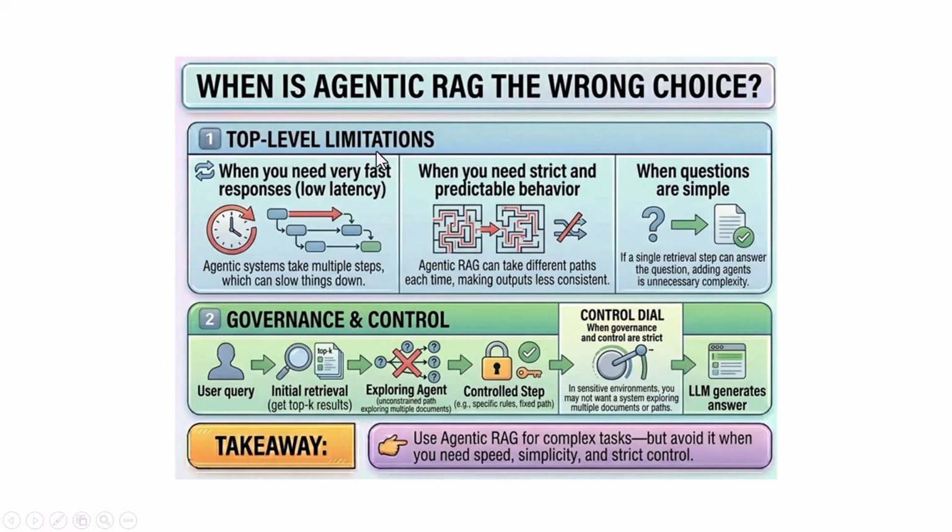Okay, let's understand when Agentic RAG is the wrong choice. Agentic RAG is the wrong choice when you need very fast responses, because agentic systems take multiple steps, which can slow things down. Okay, and also when you need strict and predictable behavior, because Agentic RAG can take different paths each time, which can make outputs less consistent.